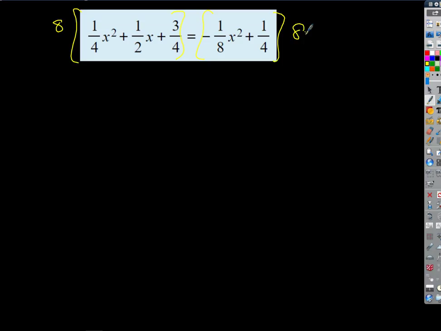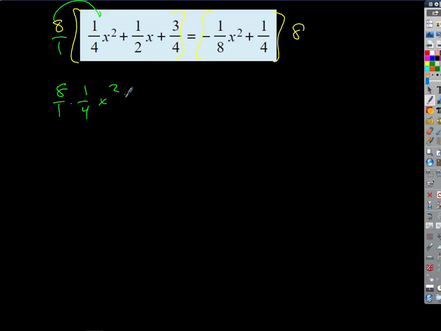Look what happens here. If we distribute that 8, 8 is the same as 8 over 1, right? So if I distribute that to the first term, what do I end up getting? I end up getting 8 over 1 times 1 over 4 x squared, right? Plus... So we could multiply straight across and get 8 over 4, which is what? 2.